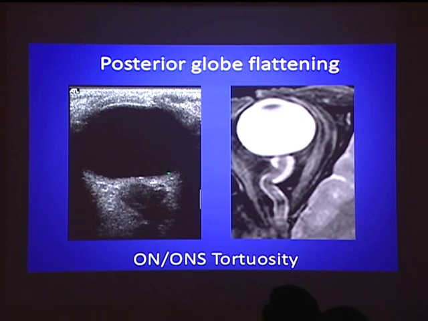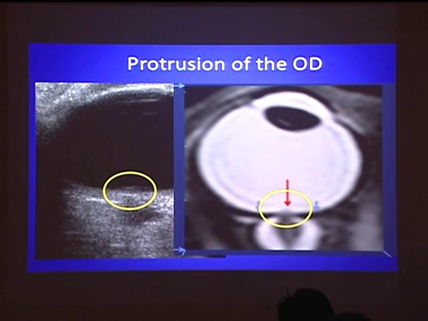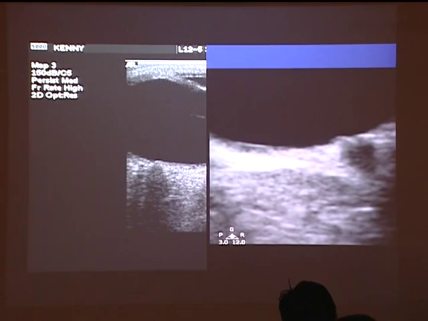we can use other findings like tortuosity of the optic nerve, flattening of the posterior area of the ocular globe, the bulging of the papilla, the enlargement of the optic nerve itself that is suffering from some kind of intrastructural edema. You see that not only the optic nerve sheath is enlarging, but the optic nerve itself, etc., etc.